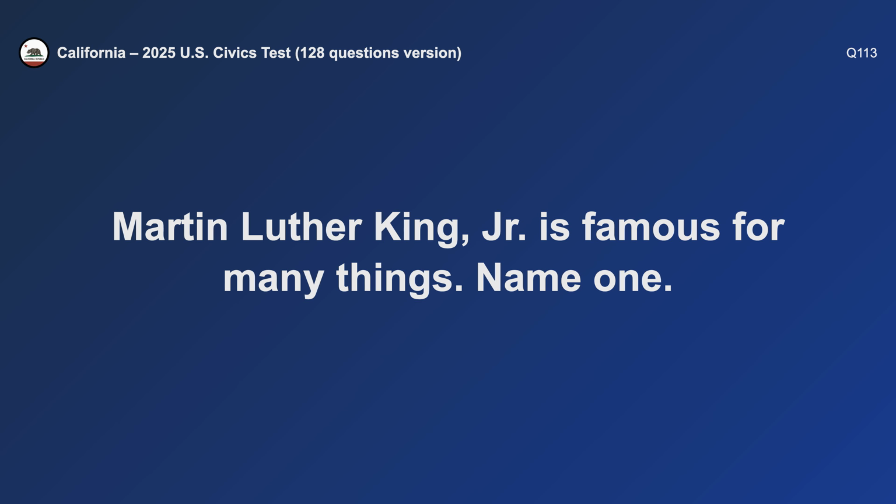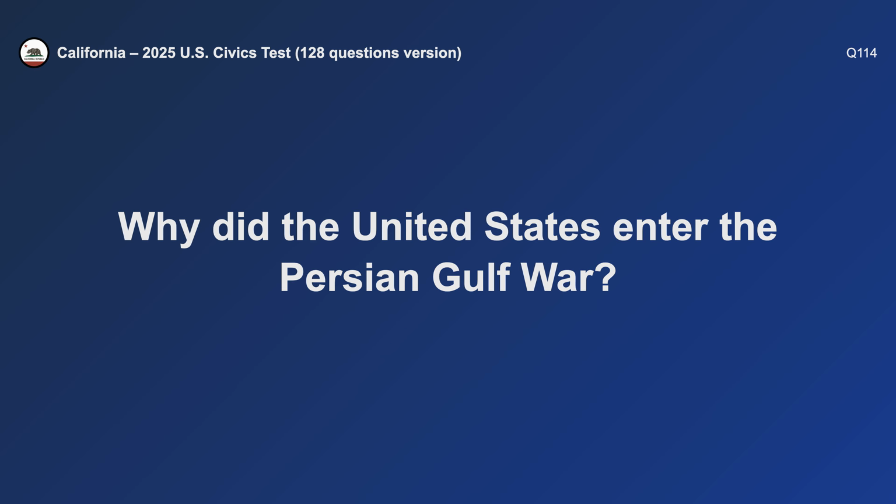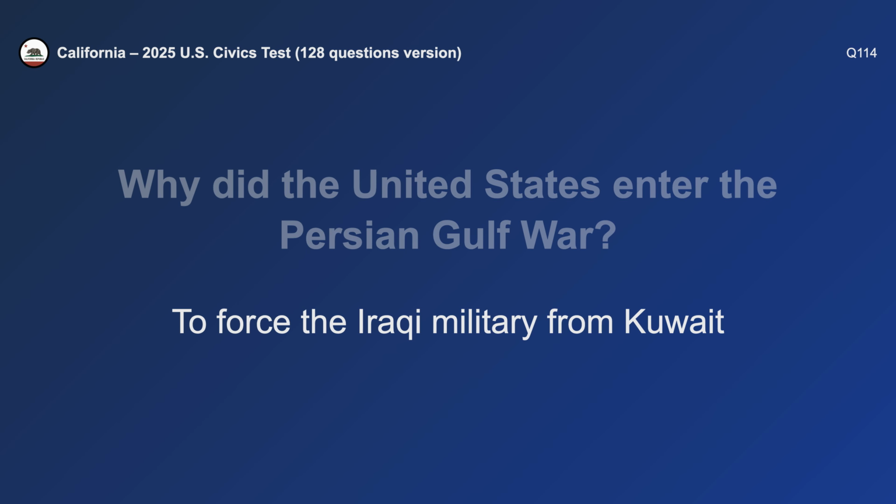Martin Luther King, Jr. is famous for many things. Name one. Fought for civil rights. Why did the United States enter the Persian Gulf War? To force the Iraqi military from Kuwait.